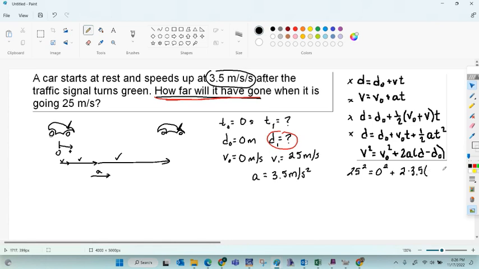Our ending position is what we're asked to find, and our beginning position is 0. Now, hopefully you're starting to see why we like to have 0 at the beginning of our problem, because usually when you plug it into an equation, we're going to have a lot of things drop out. Okay, so 0 squared is 0, 25 squared is 625. 2 times 3.5 is 7. D minus 0 is D. So I'm left with something very nice and simple, and that would be to take 625 divided by 7.